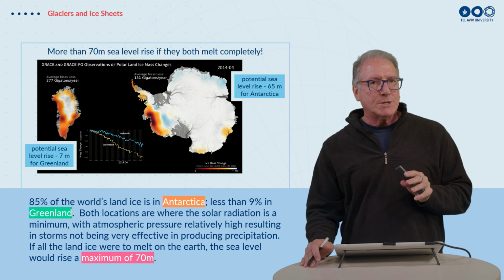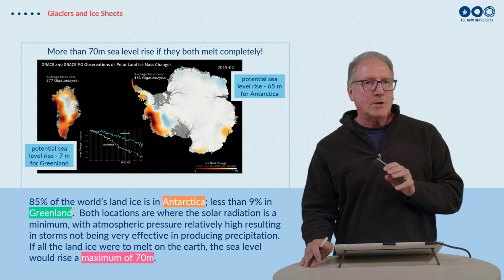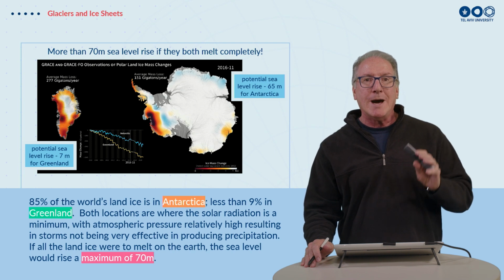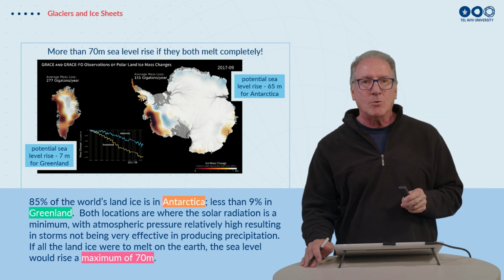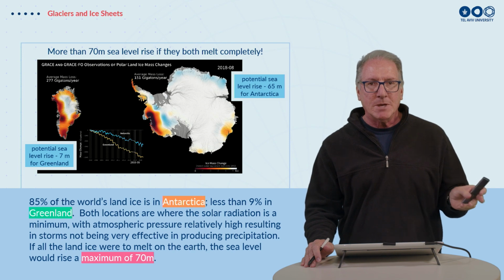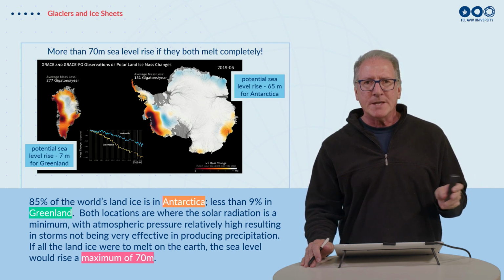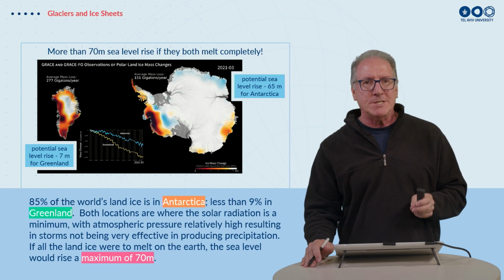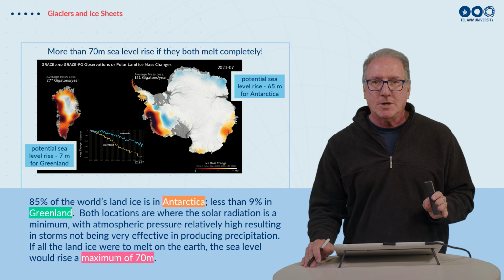But there's enough water in the frozen ice on Antarctica and Greenland together to cause the sea level to go up by 70 meters all around the planet if everything melts and becomes water. That's huge. 70 meters, all the cities will be deeply underwater around the world if that happens. I hope it's not going to happen.